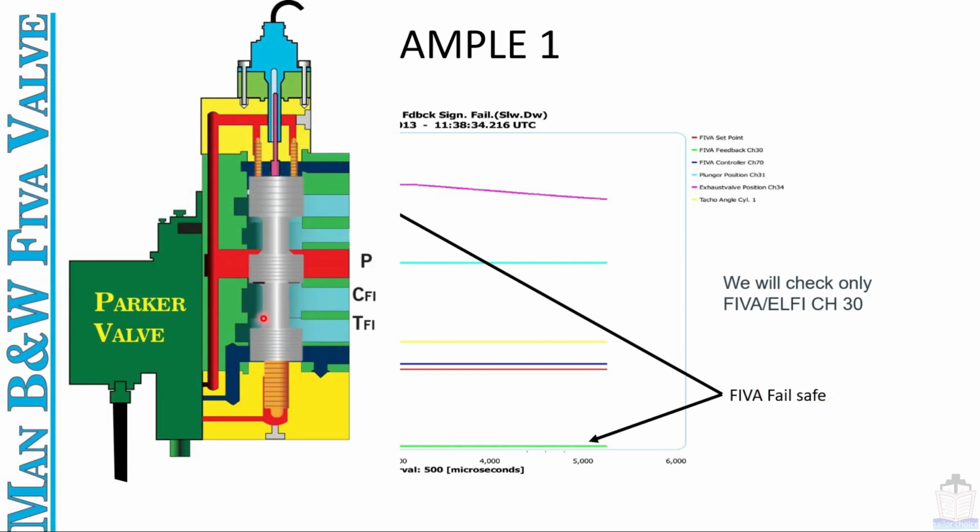Once again reminding you, this spool comes down and hence this pressure port goes to the exhaust valve actuator, hence this exhaust valve opens and this spool positively closes the pressure port going to the fuel oil booster unit. That causes positive stoppage of the fuel injection. This position is called the FIBA fail-safe position. That means this spool comes down. So this channel number 30 green line has gone to the minimum position.